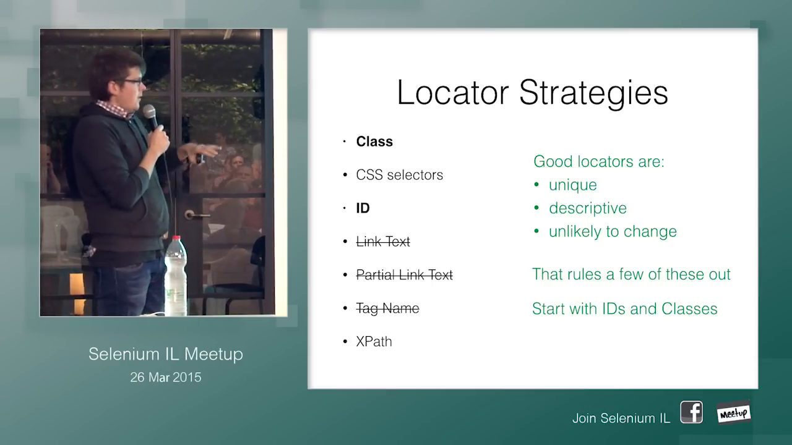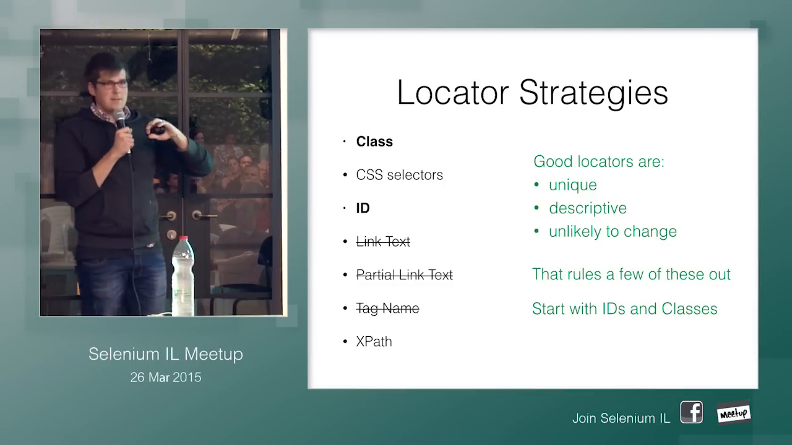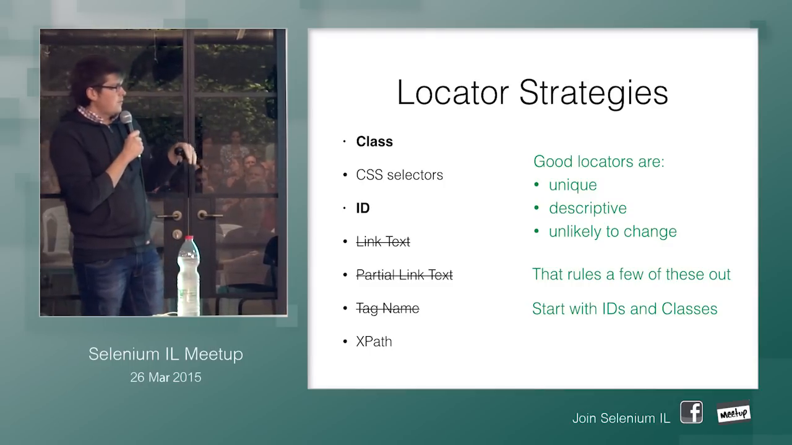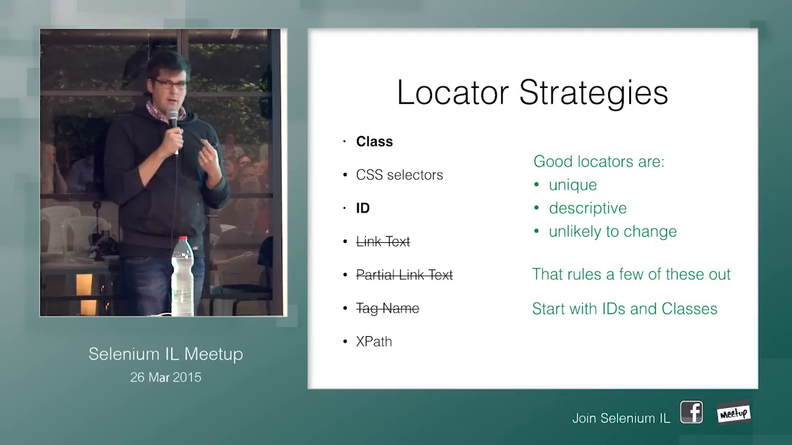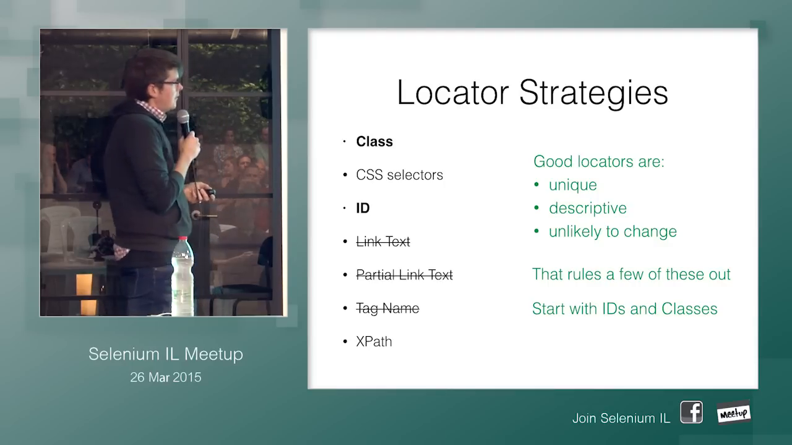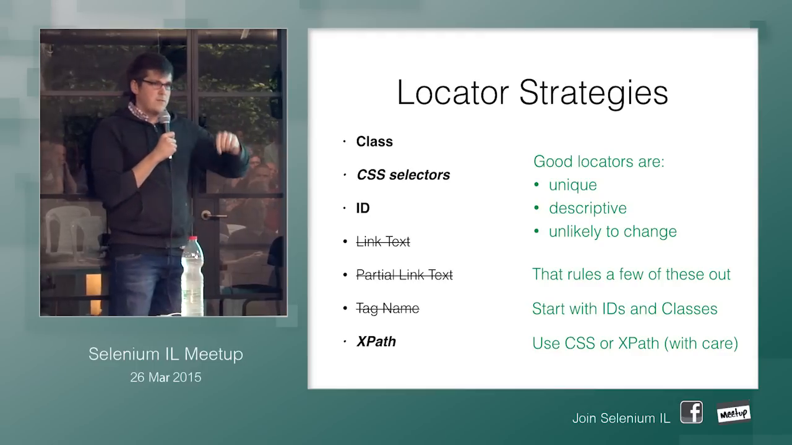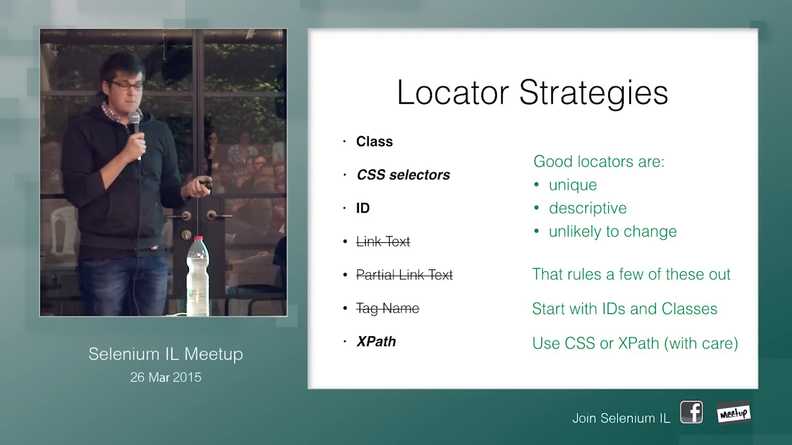Instead, try and start with IDs and classes. These are going to be the fastest way for Selenium to actually interact with an element on the page. And ideally, they'll be helpfully named, with some sort of semantic markup to them. And then if you need to get to those harder to reach places, if you need to actually traverse through the page, then use CSS selectors or XPath.